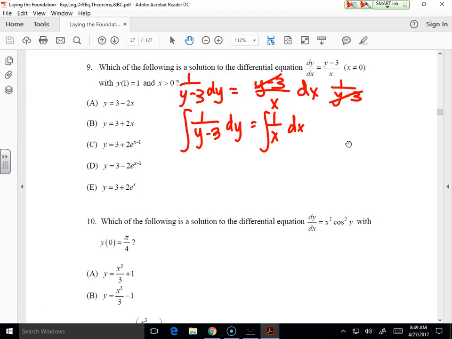Just rearrange it the first time. Whenever you're solving a differential equation, whenever you're trying to find a solution to a differential equation, especially if they give you a clue: separate, integrate, plug and chug, simplify.